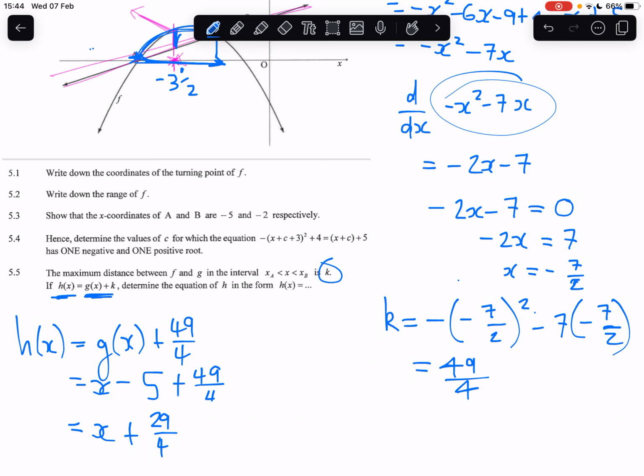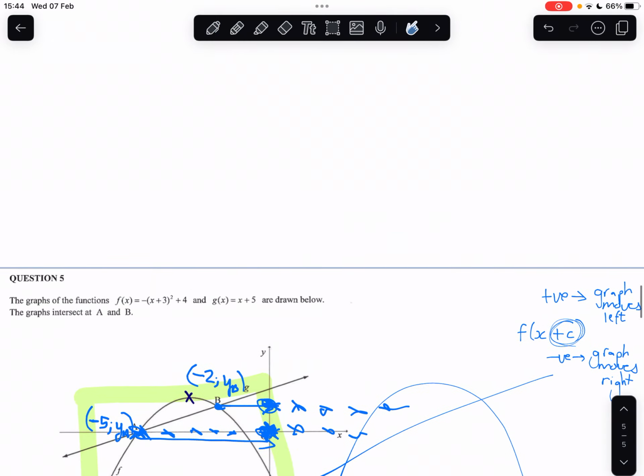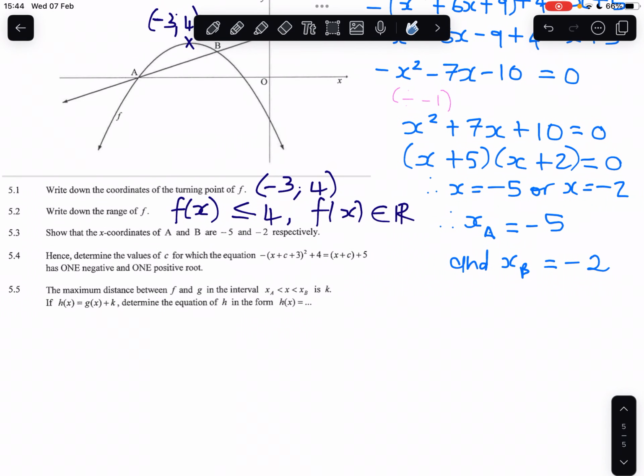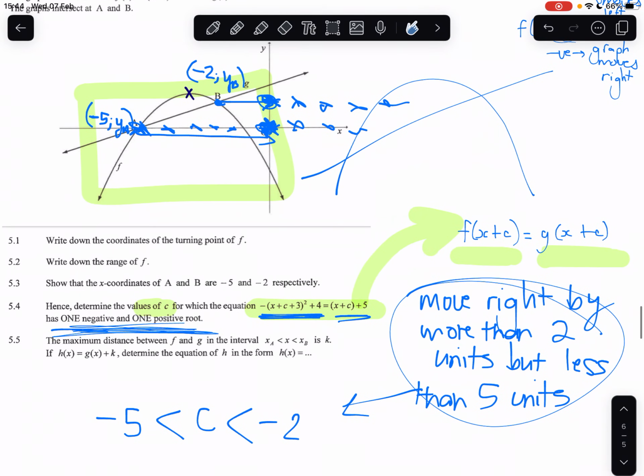Okay, so we are on question 5. I should probably have been checking them as I went along. For the first question, we have turning point -3 and 4. For the second question, we have y is less than or equal to 4. Perfect. For the third question, we managed to show that x is equal to -5 or x is equal to -2. That was given to us. And then the fourth question, we have c must be between -5 and -2.